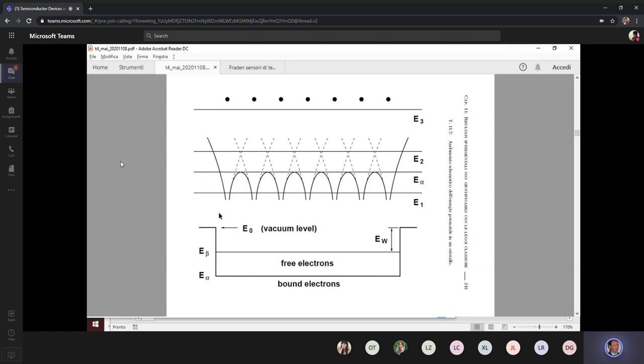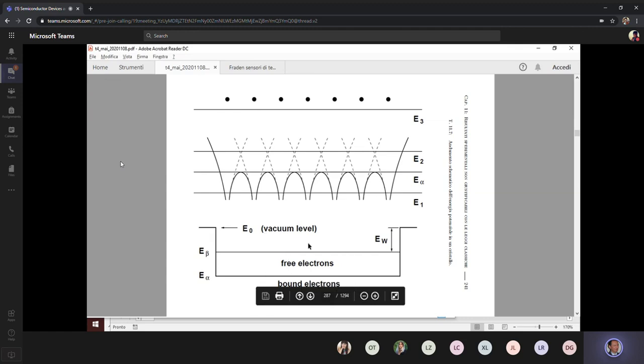And finally, if we provide energy from an external source to the crystal, and this energy is such that it will be able to extract one electron and bring the electron to an even higher energy, E sub 3, then this electron will be able to go away from the crystal and move to infinity, so to speak, and the crystal will remain positively ionized.